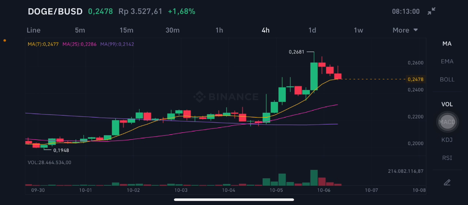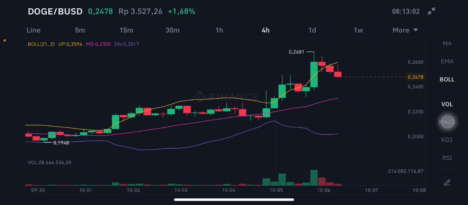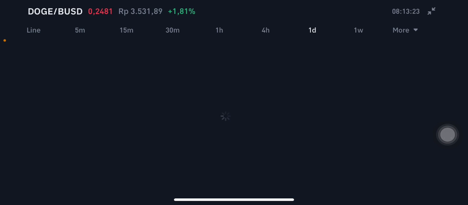Right? For the next one, when we are looking at the Bollinger Band, it has also already broken the upper band at 0.2594 US dollar. If it goes down again, it goes to the middle band at 0.2305 US dollar. And if there is a correction again, it gets lower and goes to the lower band at 0.2017 US dollar. Attention is needed if it breaks below 0.1.